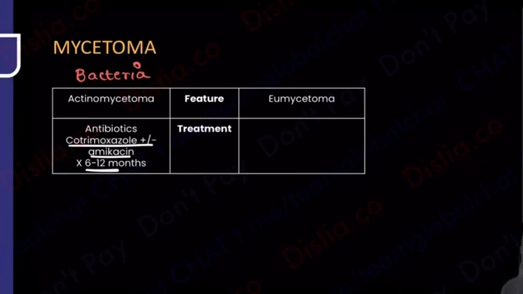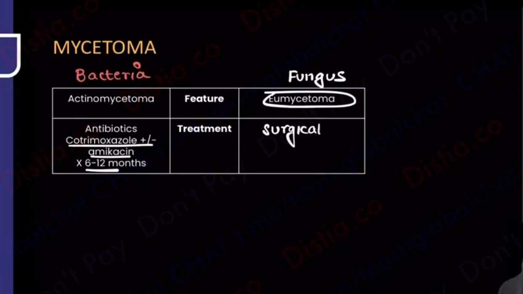Whereas eumycetoma is simply a fungus. For fungus, I can't give antibiotics. So surgical amputation or surgery is what is advised when there is a Madura foot, or surgical resection is what is needed. So remember, for bacteria it's antibiotics, and for fungal it is resection.